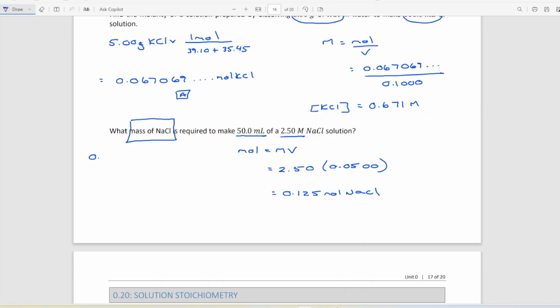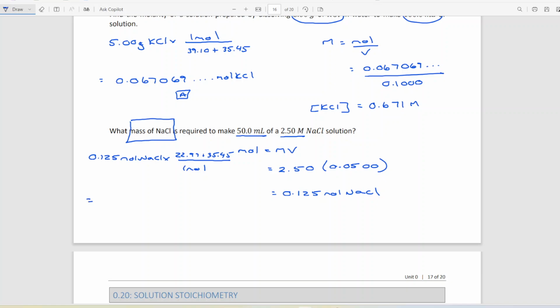So I'm going to do that over here. So I've got 0.125 moles of sodium chloride, where 1 mole of sodium chloride weighs, sodium's 22.99. So 1 sodium, which is 22.99, plus 1 chlorine, which is 35.45.